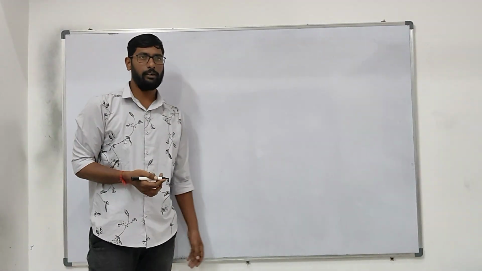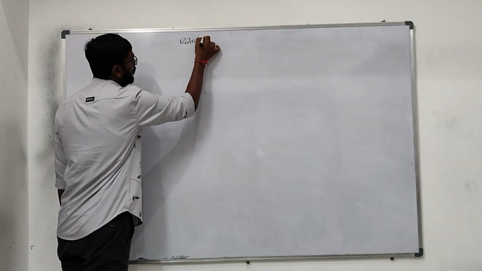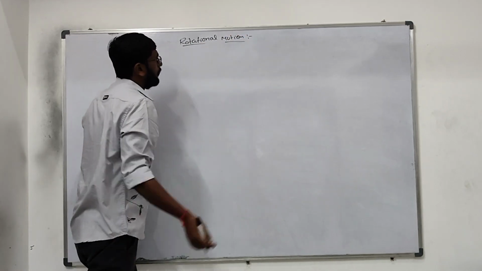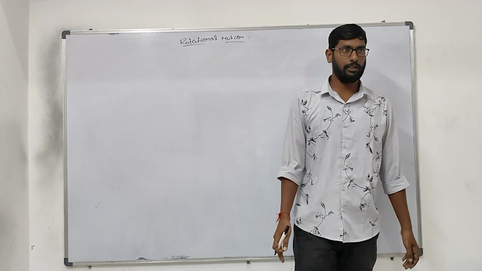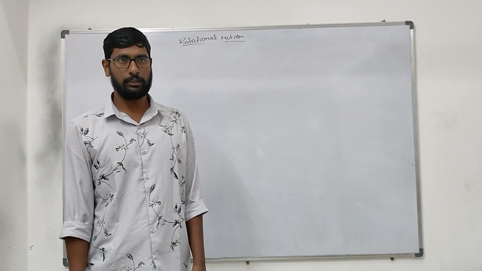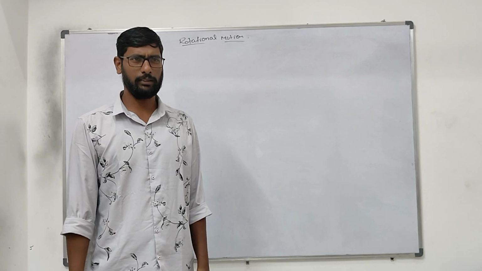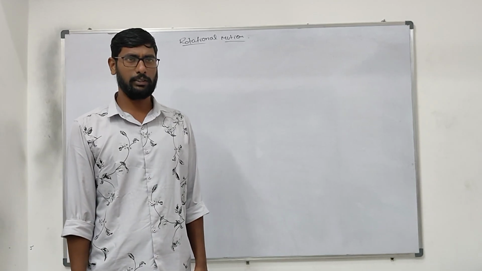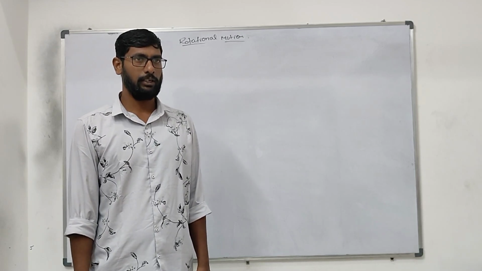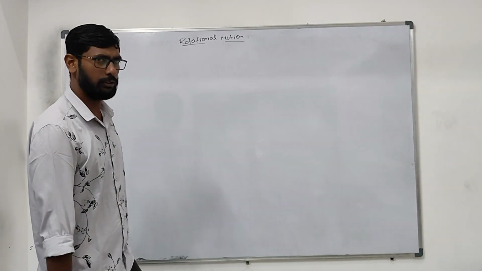Next topic is rotatory motion, rotational motion. So you learned about rotatory motion earlier also, right? Circular motion. In circular motion, you learned about rotational kinematics. Rotational kinematics means the kinematic quantities like angular displacement, angular velocity, angular acceleration. But these things you learned about. I will revise once.